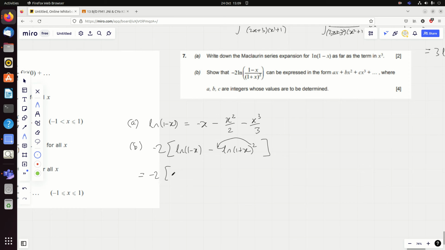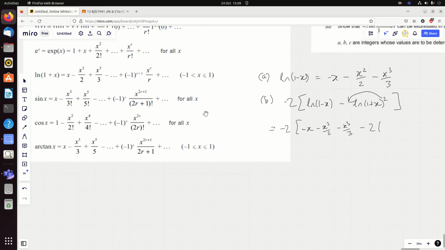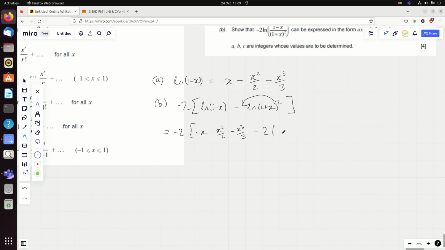So that's what I'm going to do. So I'm going to have minus x squared over 2 minus x cubed over 3 minus 2 times open bracket, and then I've got exactly the same of what I've got here, x minus x squared over 2 plus x cubed over 3. And I can simplify that. Oh, maybe I should simplify the ones in the brackets first. It'd probably be easier. I can just double everything at the end.